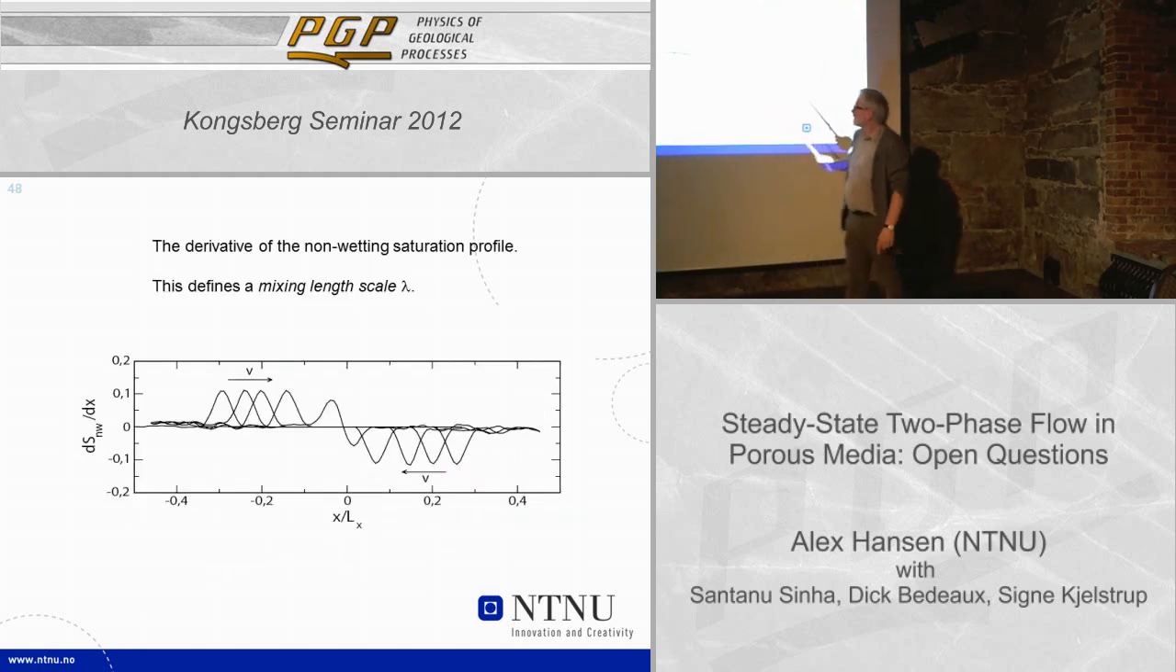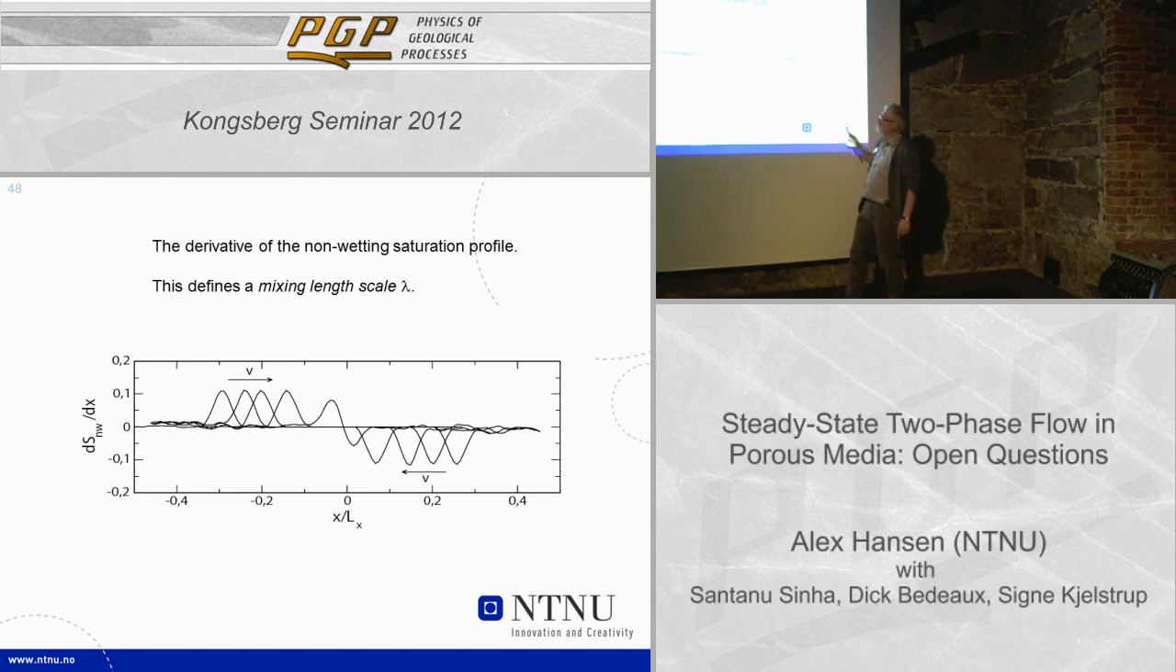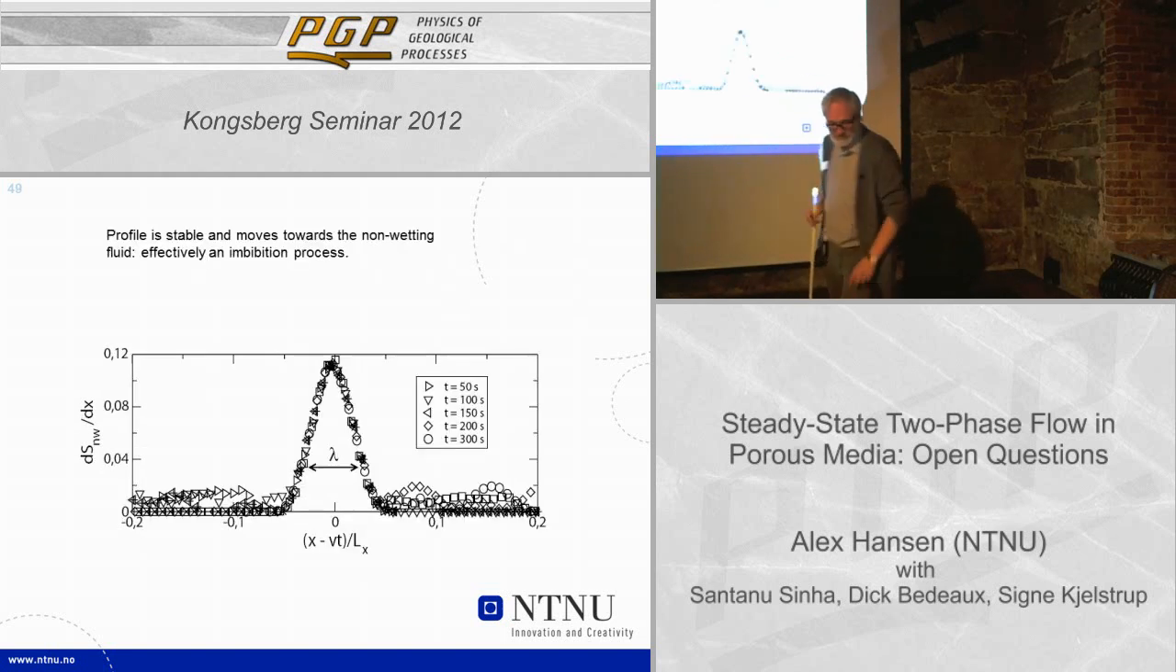Take the derivative of that curve. So here's the derivative of the wetting profile with respect to position. And we get, of course, a bob like this, and then boom. So it's a derivative of a curve that looks like this, right? And this is at regular intervals. Now you notice here that you can rescale this. If you change the variable here from x position to x minus a velocity times t, they all fall on top of each other like this.